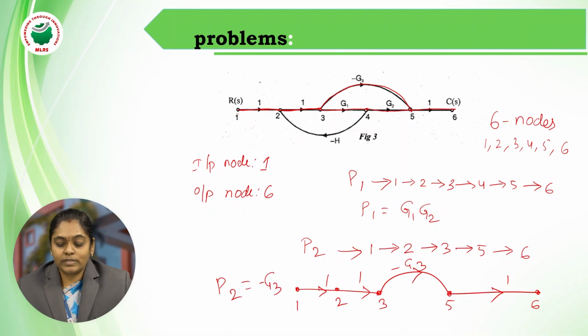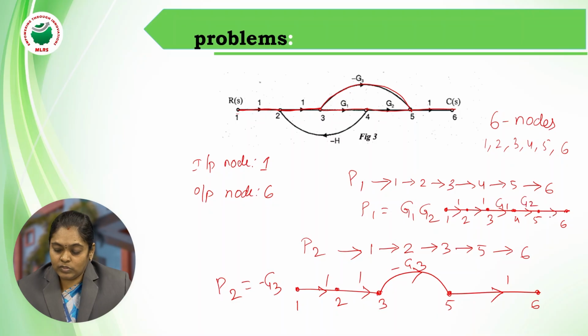So in step 1, first determine how many forward paths there are. Similarly, write down the corresponding path gain. In this first path, it is just a straight line through all the nodes 1, 2, 3, 4, 5 and 6. This is 1, 1, G1, G2, G1.